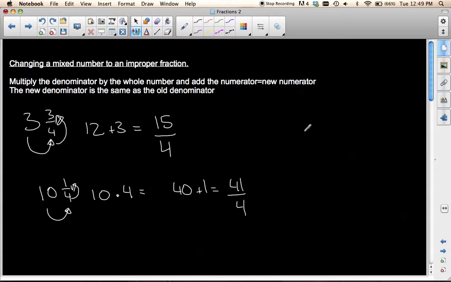So one last example we could do, let's say we have 1 and 3/8. Well, we multiply our whole number by our denominator, which would give us 8. 1 times 8 is 8. We add 3, because that's what our numerator is, which will give us 11. And our denominator stays the same, and we get 8.